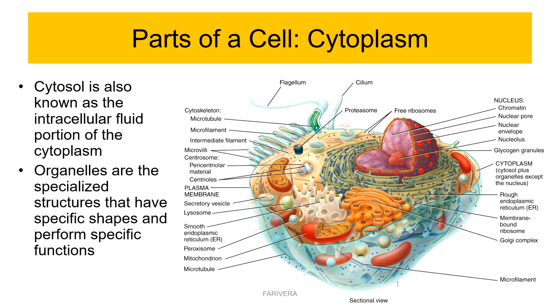Okay, so now we move from the plasma membrane into the cytoplasm. The cytoplasm includes the cytosol and the organelles. The cytoplasm is the intracellular fluid portion. The organelles are specialized structures with specific functions. So think of the cytoplasm as the working area of the cell.